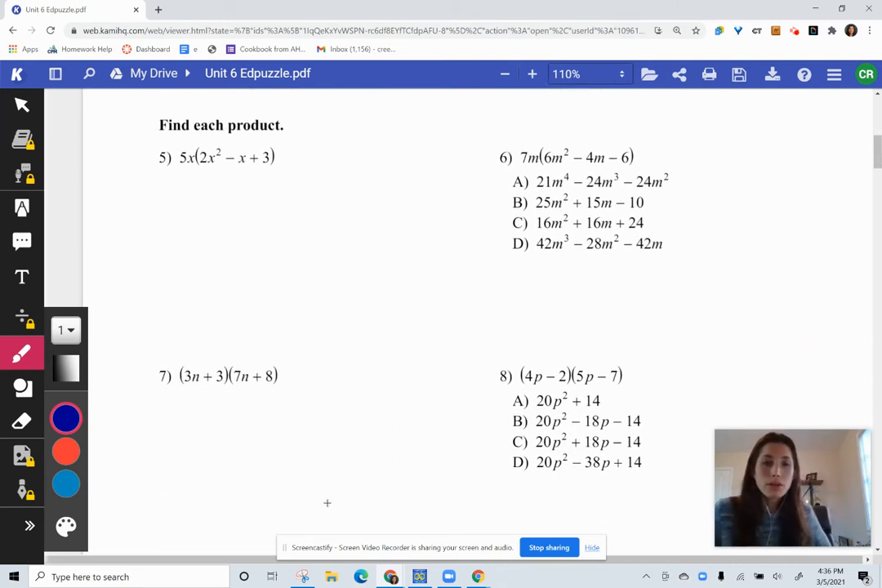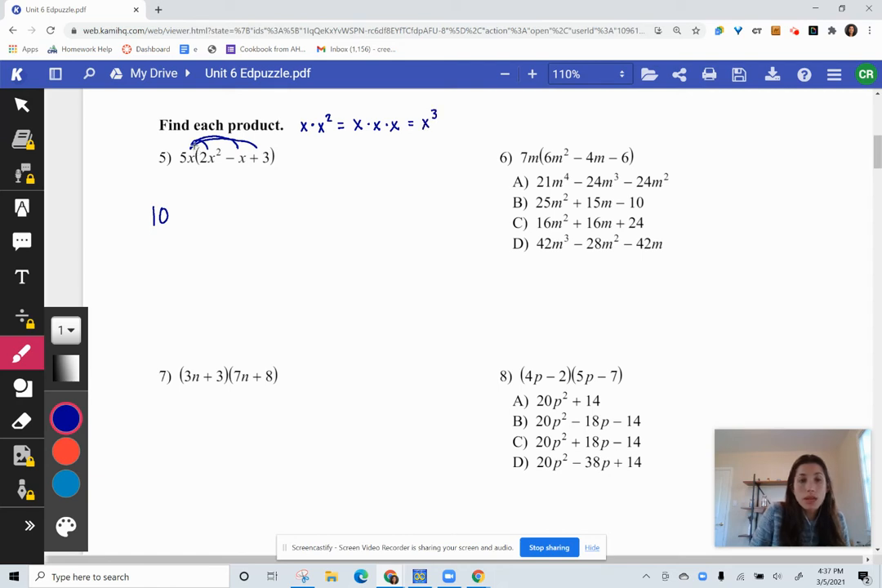On the next question, we are finding the product, which means this 5x is multiplying to everything inside the parentheses. So we multiply the coefficient. 5 times 2, that's 10. We have an x multiplying by an x squared. That's x times x times x, so really there's 3 of them altogether. So 10x to the 3rd.